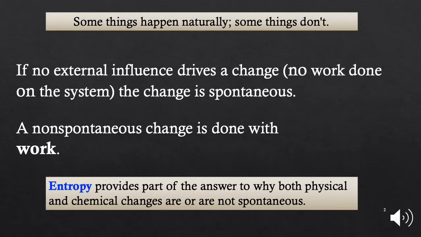Some things happen in nature all on their own, and some things do not. If no energy, either in the form of heat or work, drives a change, that change is spontaneous. An example of spontaneous change is ice melting at room temperature or a hot cup of coffee becoming cold. A non-spontaneous change is something which needs an input of energy to occur. That energy can be either heat energy or work energy. Entropy helps us understand why some changes are spontaneous and some are not.